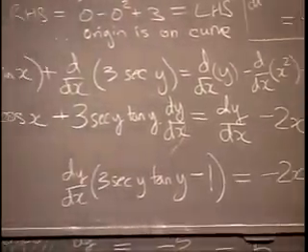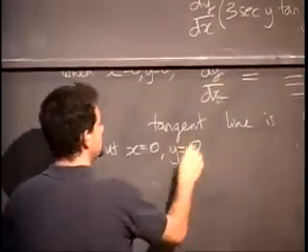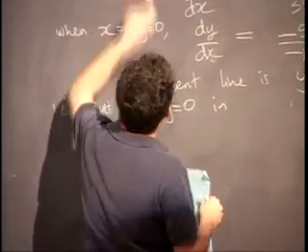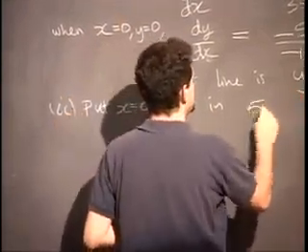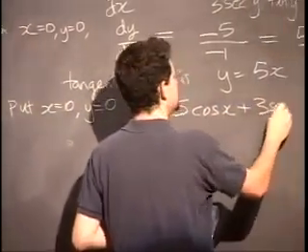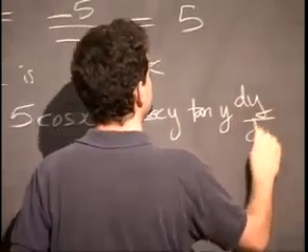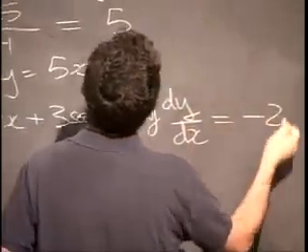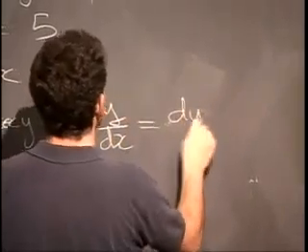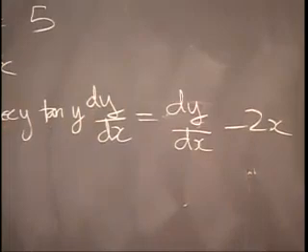So if you substitute x equals 0 and y equals 0 earlier, I'm just going to rewrite the equation for the sake of the video. 5 cosine x plus 3 secant y tan y dy/dx is equal to dy/dx minus 2x. Okay, so there it is again. Didn't need to pan, but never mind.